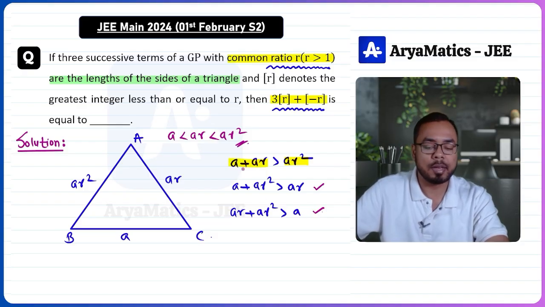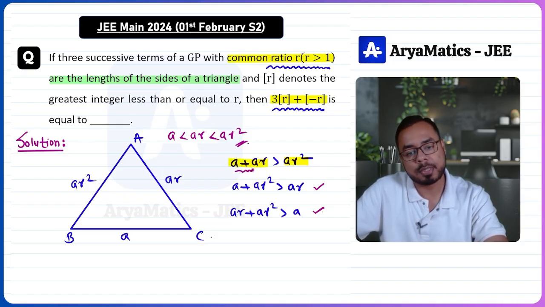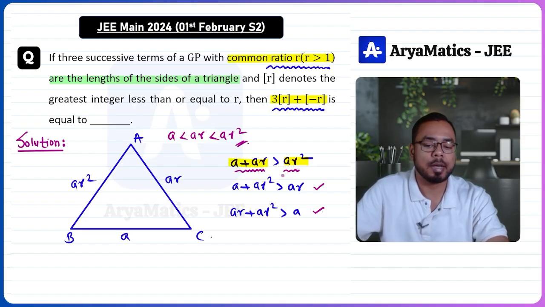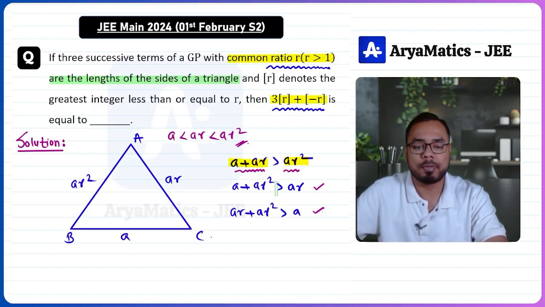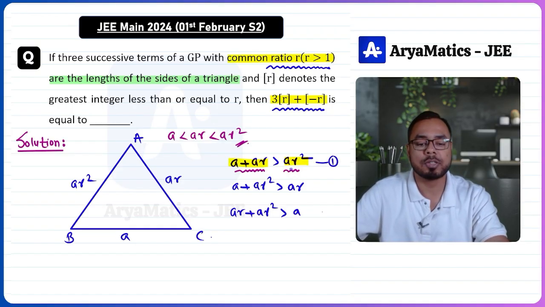Right, if I satisfy inequality 1, that the sum of the two smallest sides is greater than the biggest side AR square, then obviously, out of these two, AR square is the bigger number, and to that we are adding A. Using similar logic, you can show that the third inequality is also always satisfied. So basically we need to solve only the first inequality. There is no need to solve the second and third inequality because they will always be true.